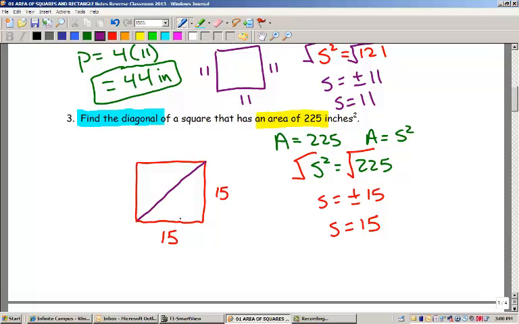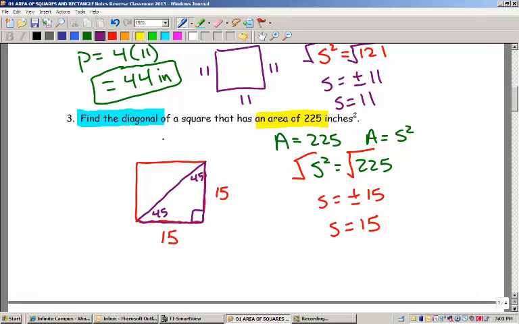So when I draw a diagonal into a square, we need to understand some concepts here. First thing is, that's a right angle. Second thing is, when you draw a diagonal into a square, you create a 45, 45, 90 triangle. So what we're going to do is use this triangle right here to figure out what is my diagonal's length.